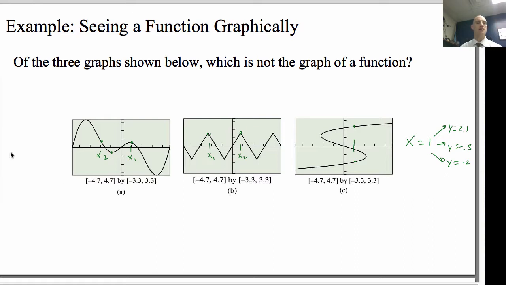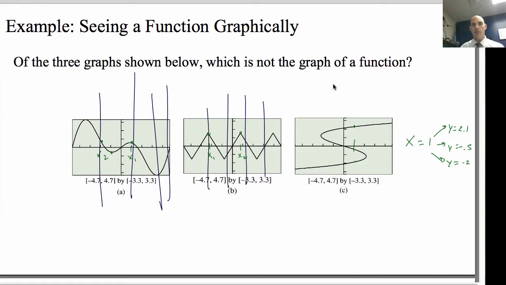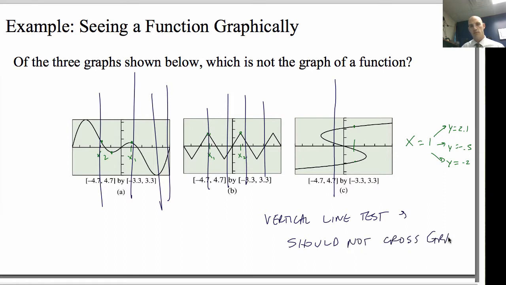The easiest way to see this is to do the vertical line test. Check it out. Every x touches only one y. Every x touches only one y. So the vertical line test: a vertical line should not cross the graph more than once.